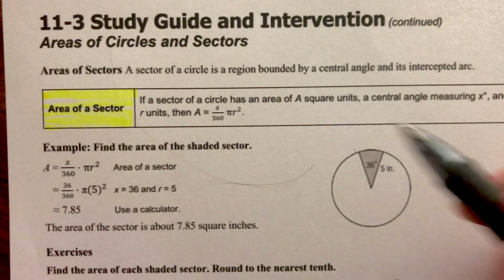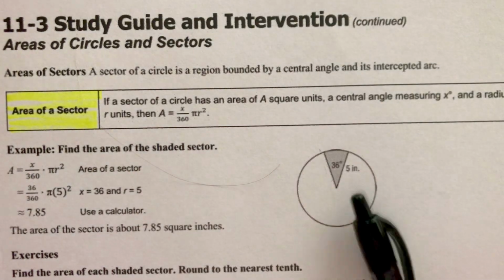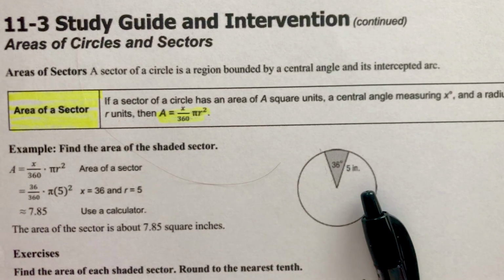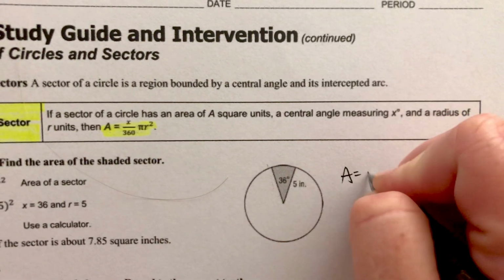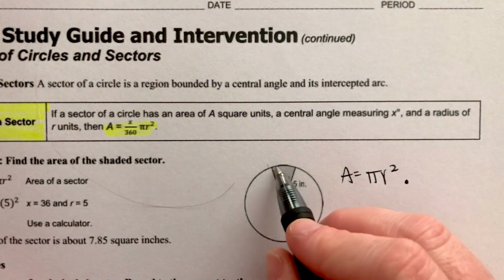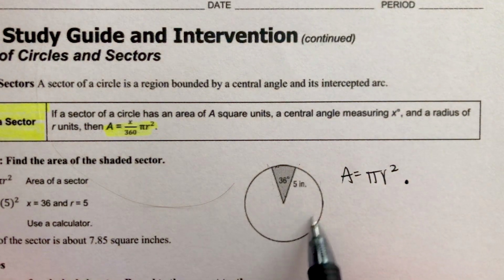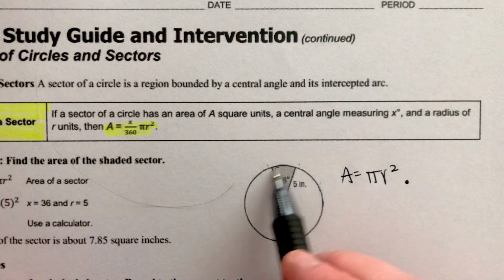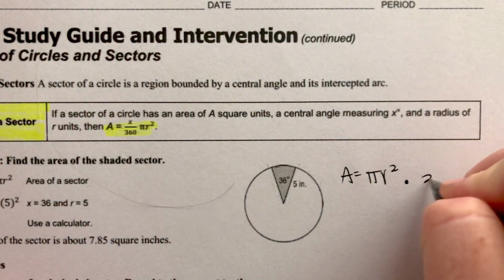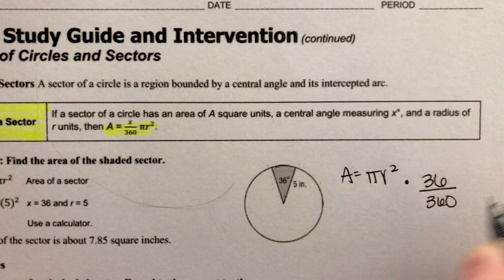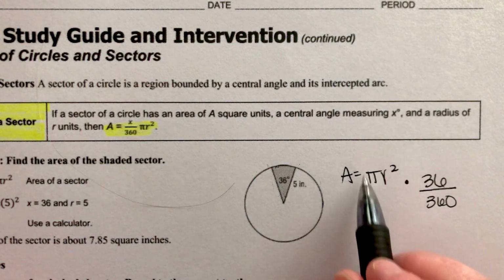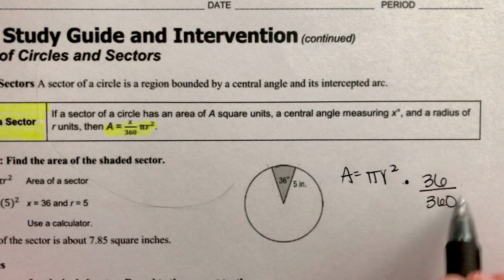Hopefully that's making sense. So to do this, they give us the formula here, I'll highlight it. We're going to find the area of the entire circle, pi r squared, and then multiply it by what this little slice is. So out of an entire circle, which is 360 degrees, this little slice in this example is 36 degrees. So that's 36 over 360. That's how big our little piece, our sector, is.